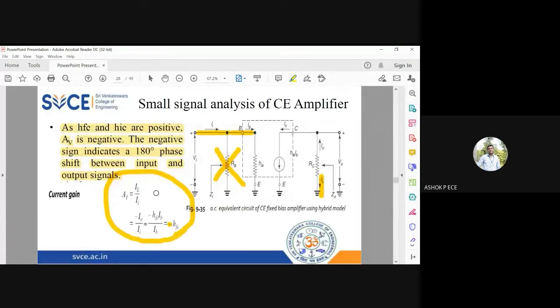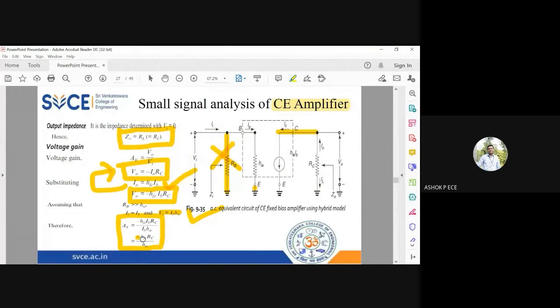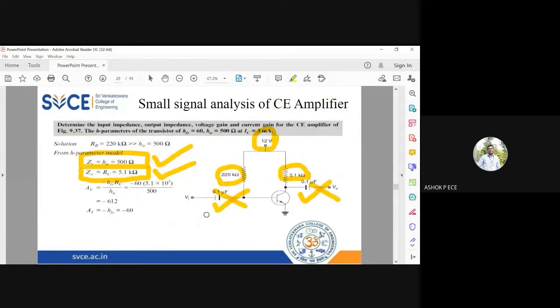Voltage gain. What is the formula for voltage gain? Minus hfe RC by hie. Minus hfe into RC by hie. hfe is 60, so minus 60 into RC. RC is 5.1K divided by 500. Okay, so minus hfe into RC by hie. So you get the answer as 612.